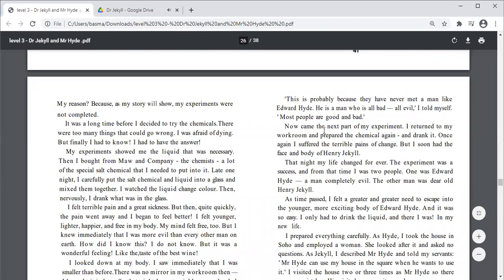Part of my experiment. I returned to my workroom and prepared the chemical again, and drank it. Once again, I suffered the terrible pains of change, but I soon had the face and body of Henry Jekyll. That night, my life changed forever. The experiment was a success, and from that time I was two people. One was Edward Hyde, a man completely evil. The other man was dear old Henry Jekyll.